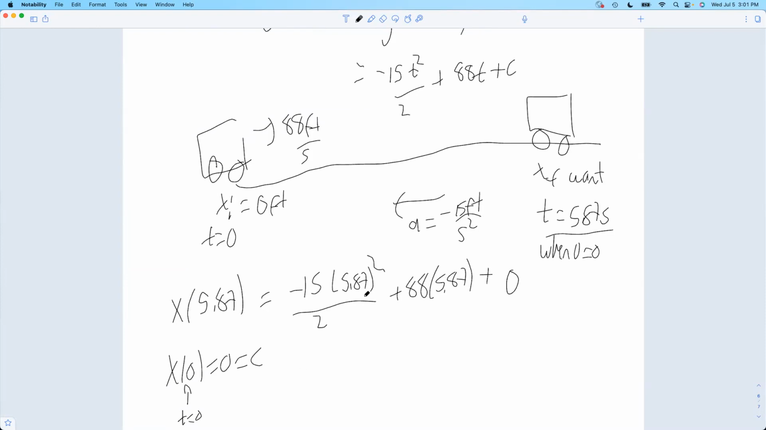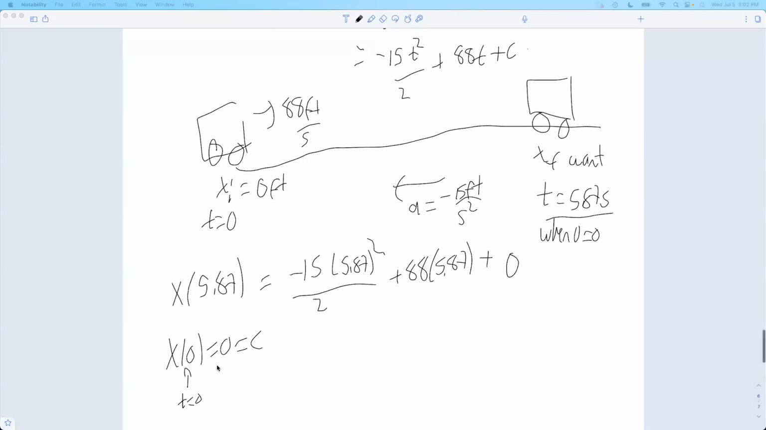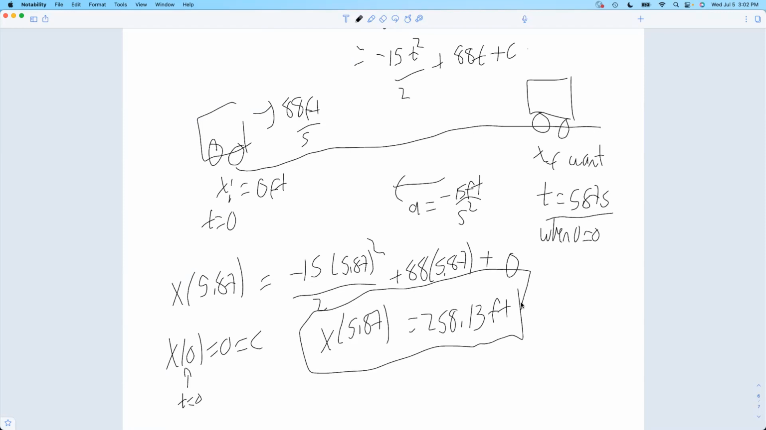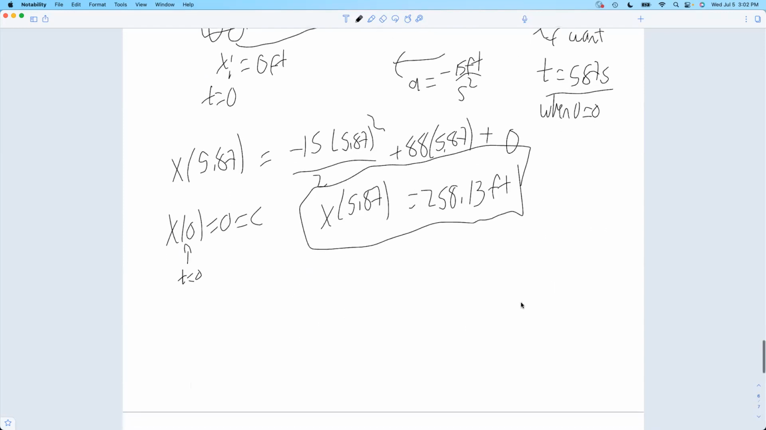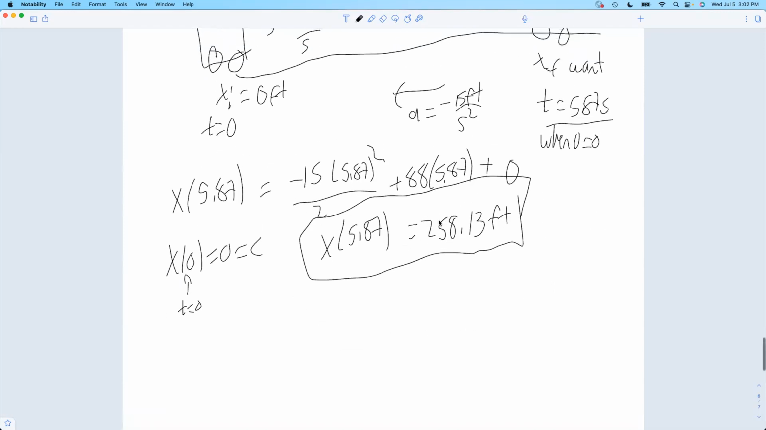All right, and now here, let me pause and I'll figure out what that is. Okay, so I plugged all this in and I got x after 5.87 seconds is 258.13 feet. Okay, so that's how far we went.